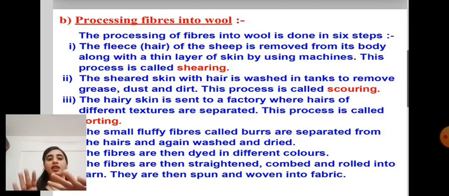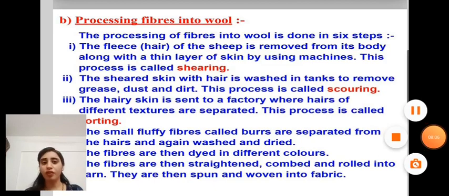Next one is scouring. Means the sheared skin with hair is washed in tanks. Then that hair of sheep is washed in tanks to remove dust and dirt. This process is called scouring. Means in the scouring process, we remove dust and dirt from the hairs of sheep.